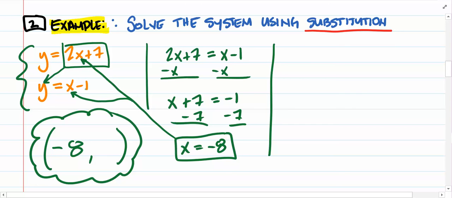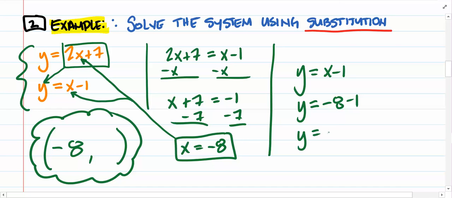I'm going to go ahead and choose the second equation because it looks a little easier to me. So I would say y is equal to x minus 1. So now I know the value of x is negative 8, so negative 8 minus 1. So therefore y is equal to negative 9. So the solution to my system would be negative 8 comma negative 9.